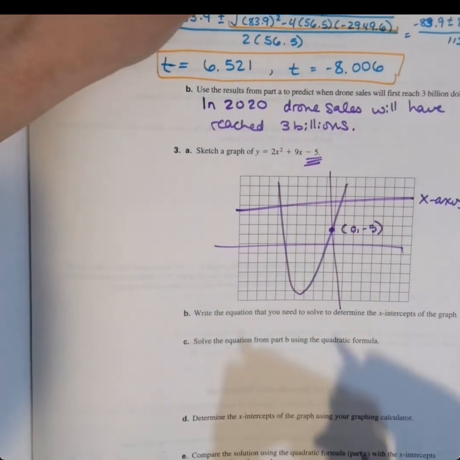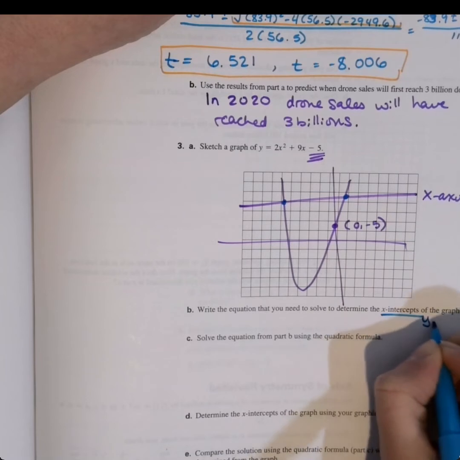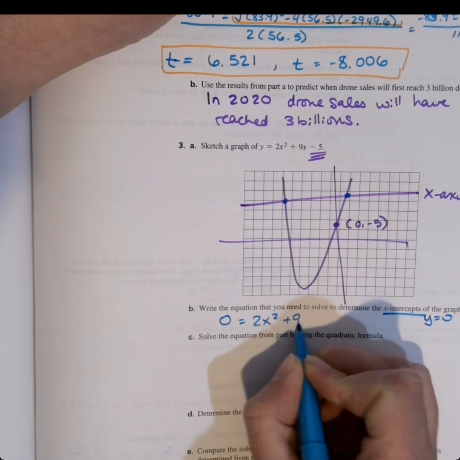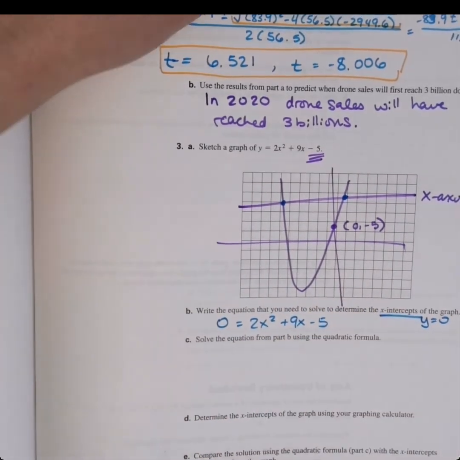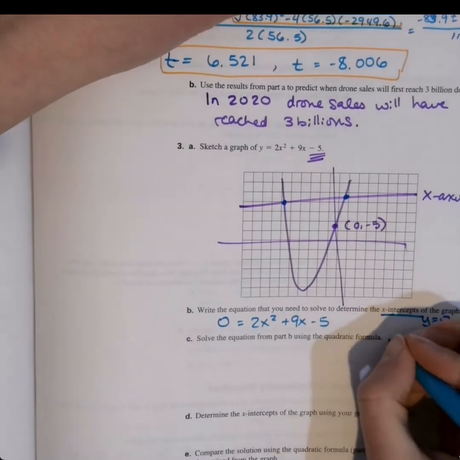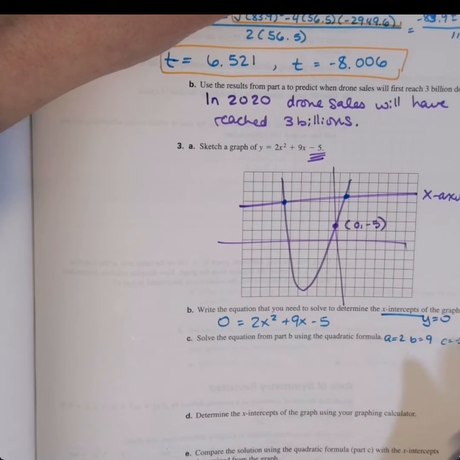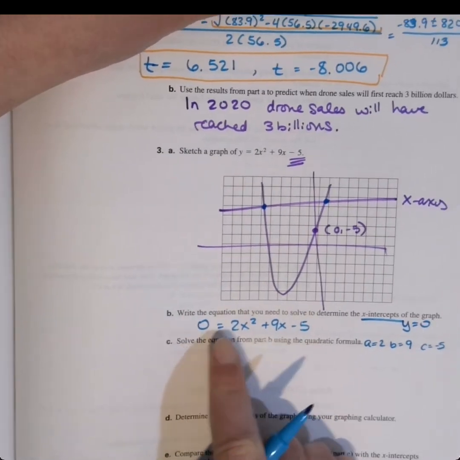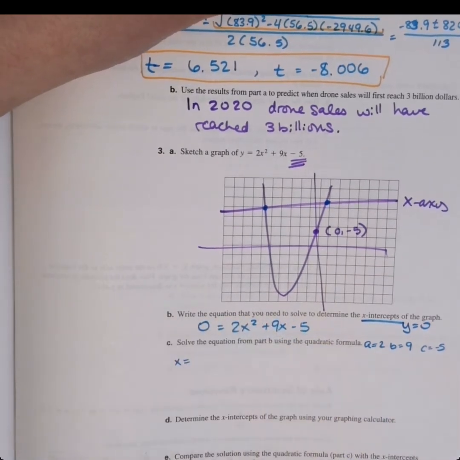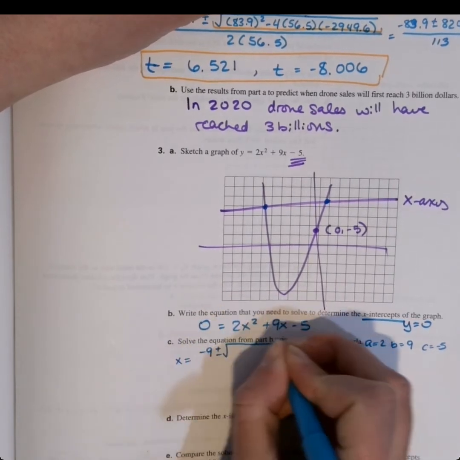Okay, well, the x-intercepts of the graph are going to be the places where I cross the x-axis. That's going to be where y is equal to 0. So I'd be looking at 0 equals 2x squared plus 9x minus 5. That would be the equation that I would need to solve to find the x-intercepts. Solve it using the quadratic formula. Okay, so my a value is 2, my b value is 9, my c value is -5. I can find those directly because I'm already set equal to 0. So a, b, c are the values we're going to use. All right, so x is equal to negative b, so -9, plus or minus the square root of b squared.